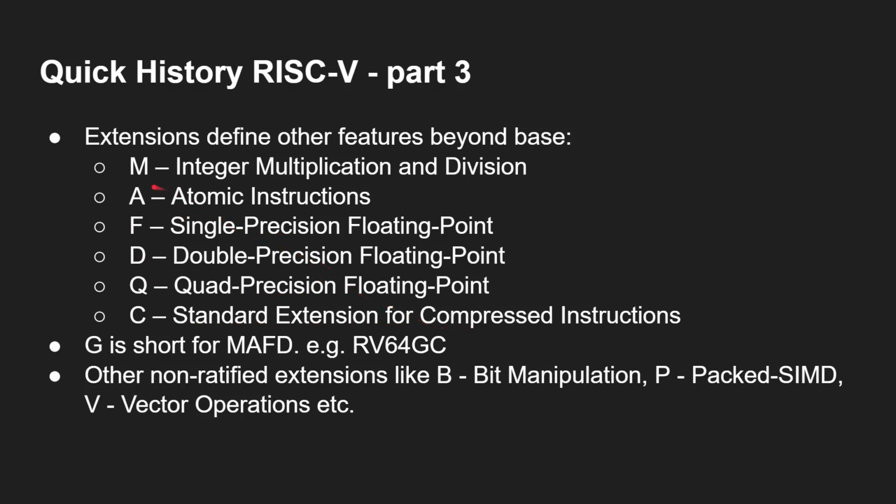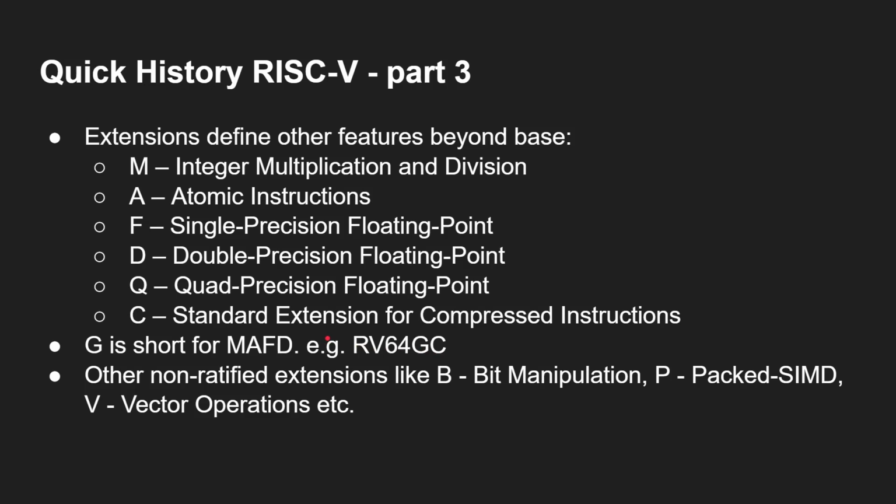Now it could get quite boring, because most processors will probably implement integer multiplication and division, and most will probably implement some form of floating point operation. So G is a short form for MAFD. If you have an RV64GC, the G means it's got M, A, F and D, so it's got multiply and the floating point, and C means it's also got the extension for compressed instructions. And there are other non-ratified extensions like B for bit manipulation, P for packed SIMD, V for vector operations and so on, and these will probably be ratified over time.